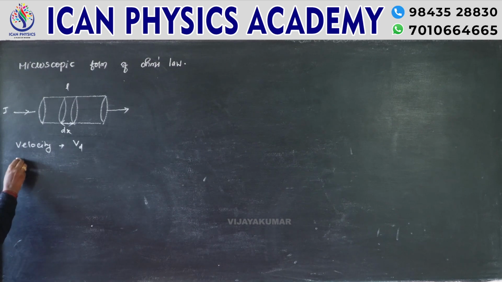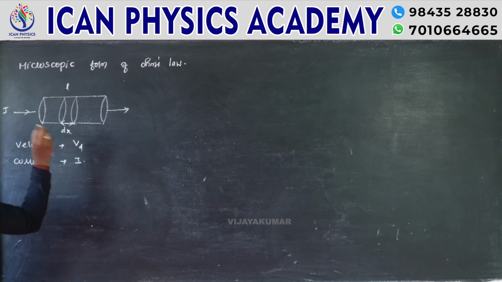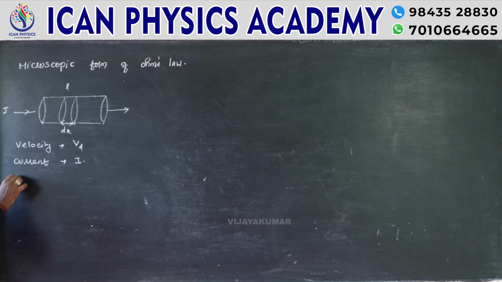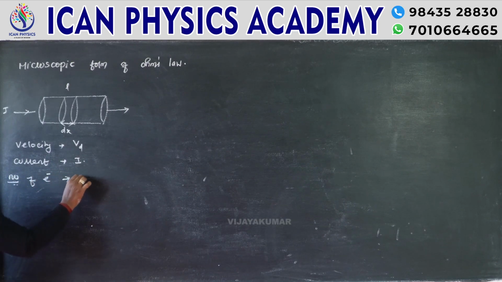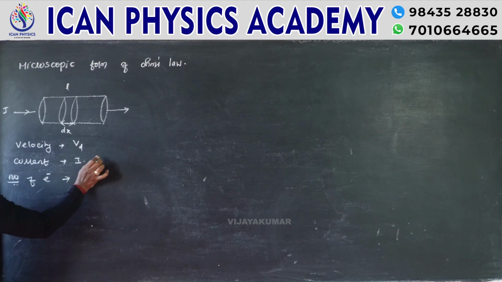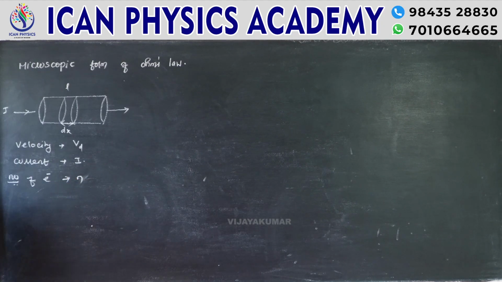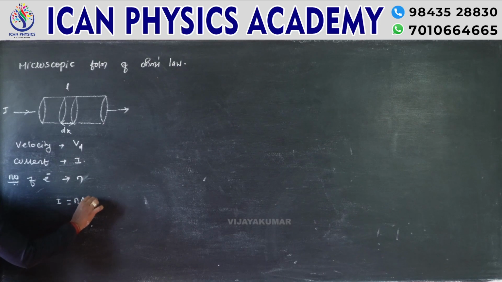Okay. So what is the current? The current is taken as I. What is the number of electrons? The number of electrons is N. Okay. Right. So what is the relation between current and drift velocity? So I equals N A E into drift velocity.